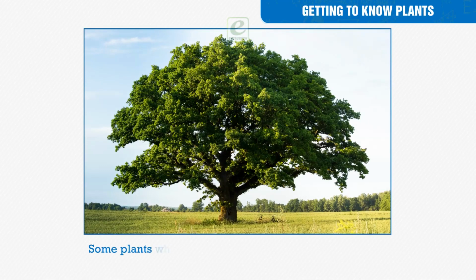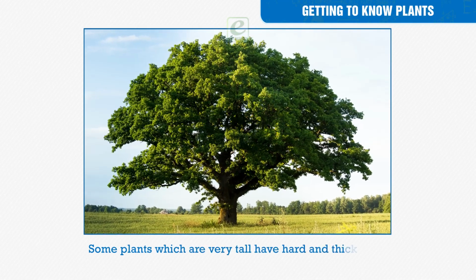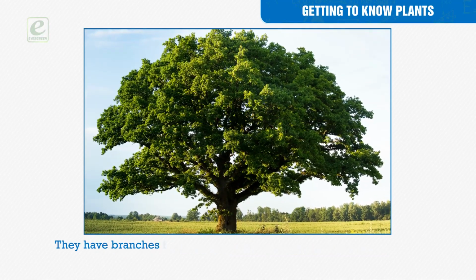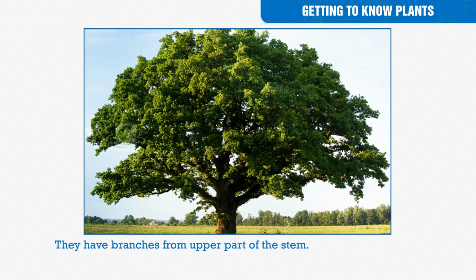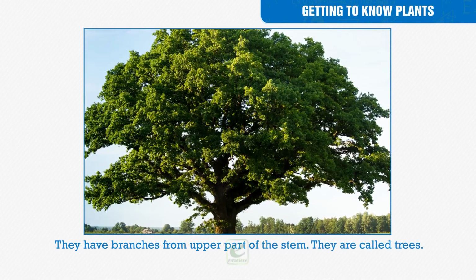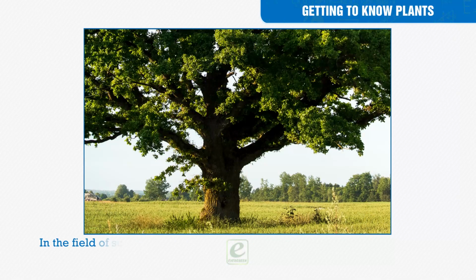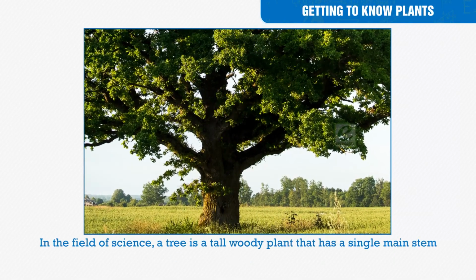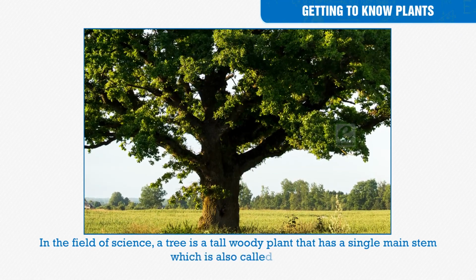Some plants, which are very tall, have hard and thick stem. They have branches from upper part of the stem. They are called trees. In the field of science, a tree is a tall, woody plant that has a single main stem, which is also called trunk.